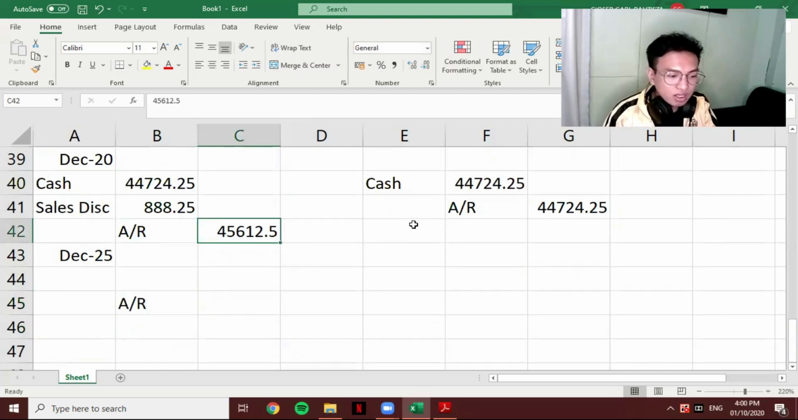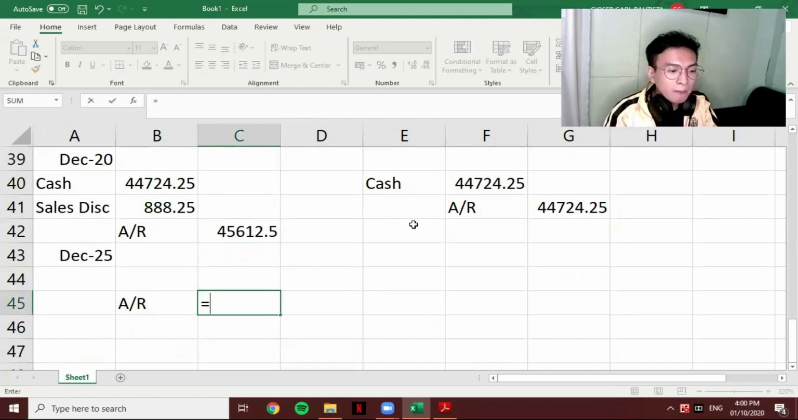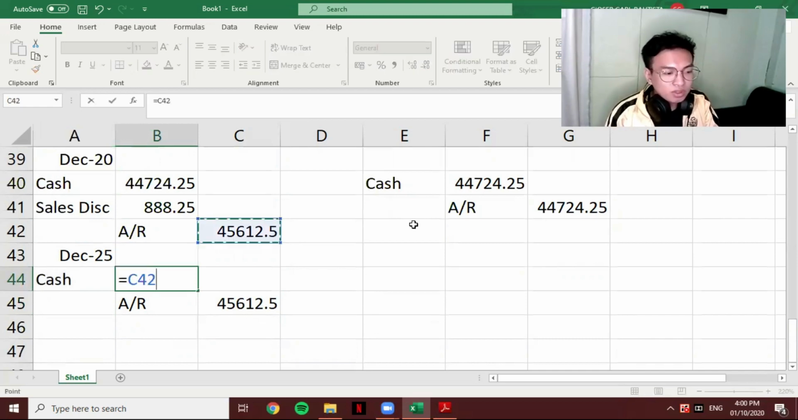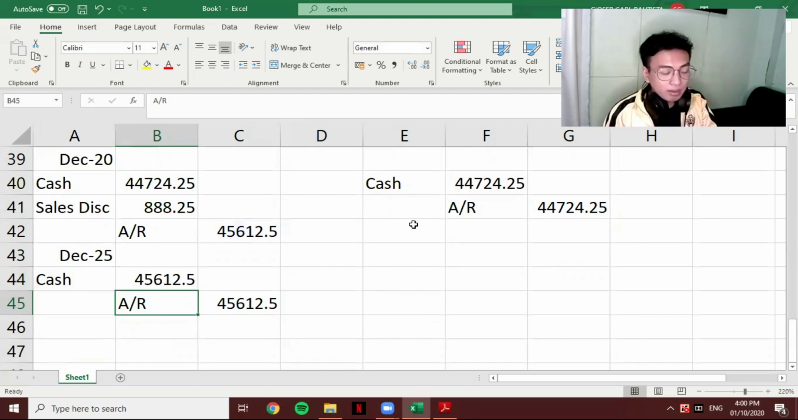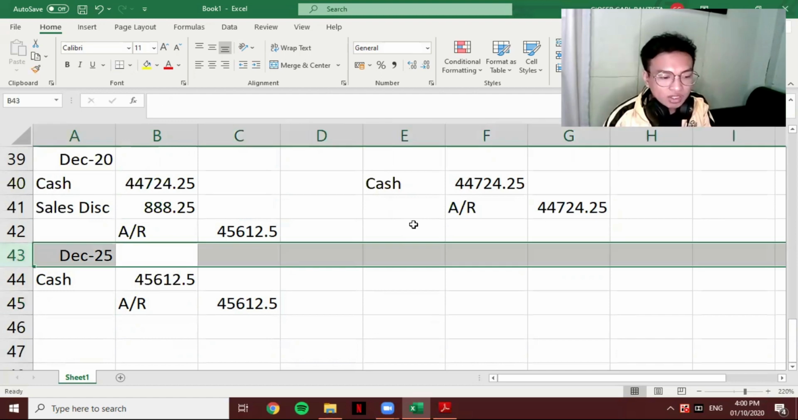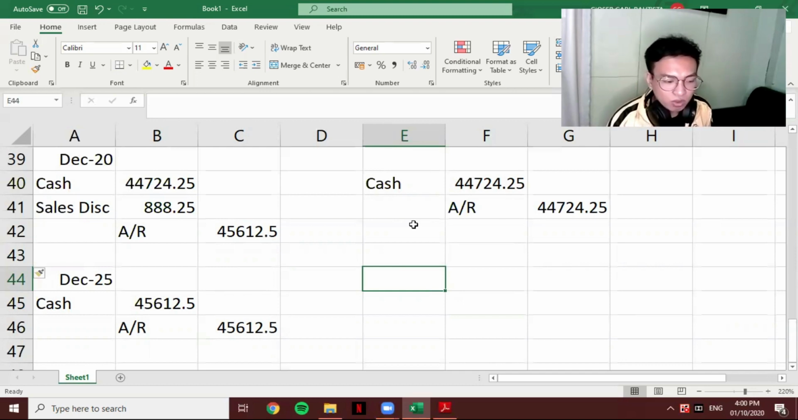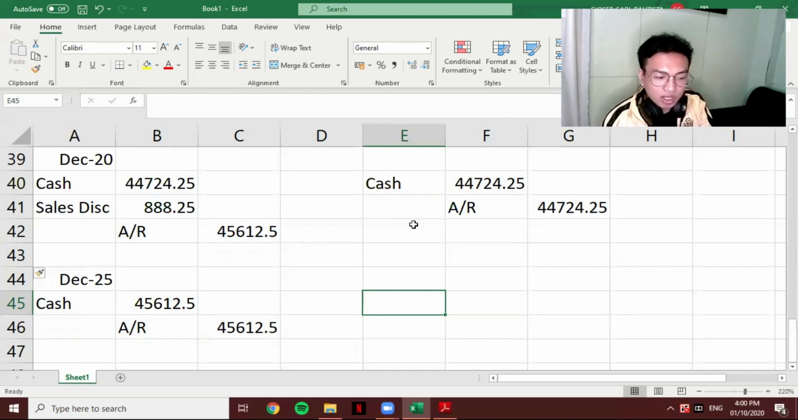So, yun lang po yung dapat mangyari. Bayaran natin ng buo si 45,612.5, or matanggap natin siya since we are the seller. So, this is already your entry on December 25, should the customer in our first transaction not take our discount. What if net method yung gamit, Sir Guy? Binawas mo na yung discount nila. Kaso hindi naman nila kinuha. No problem. Actually, it's not our loss. It's their loss.